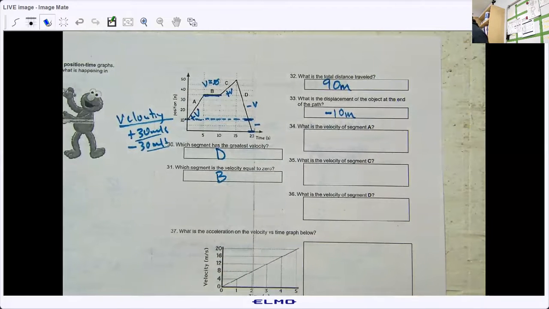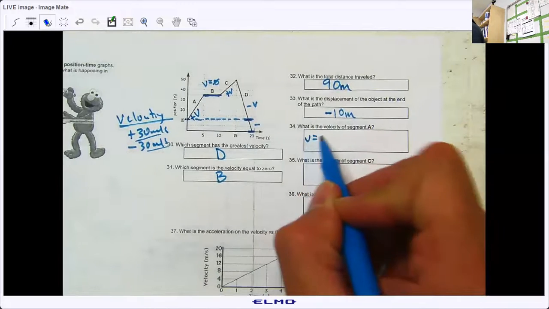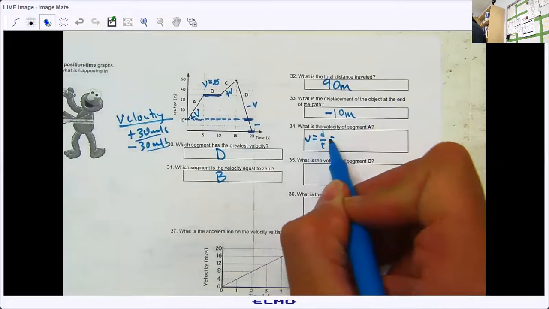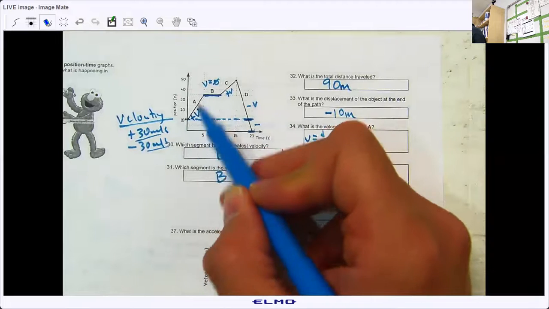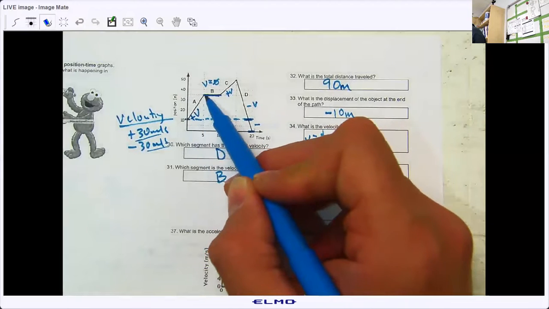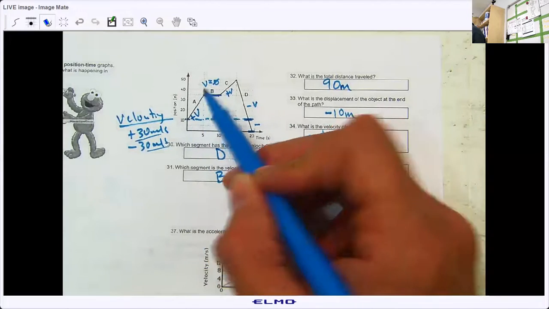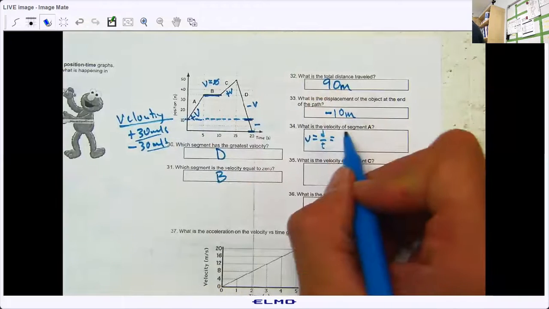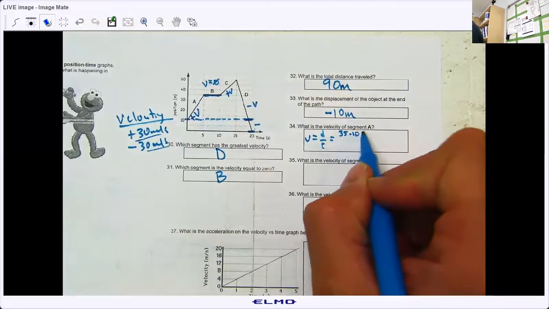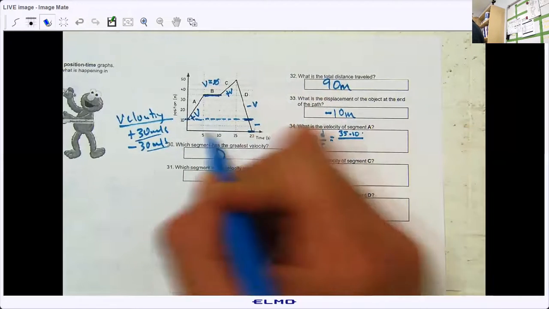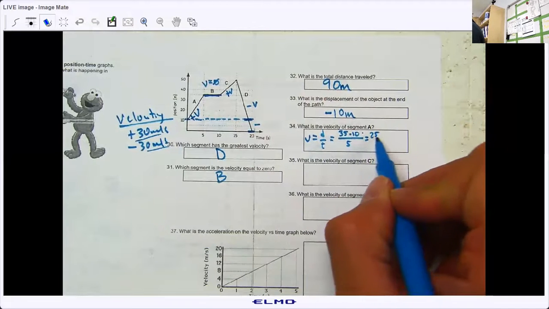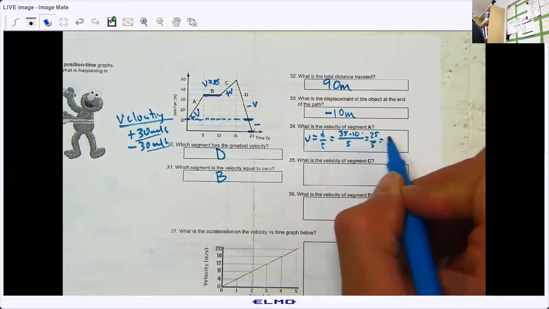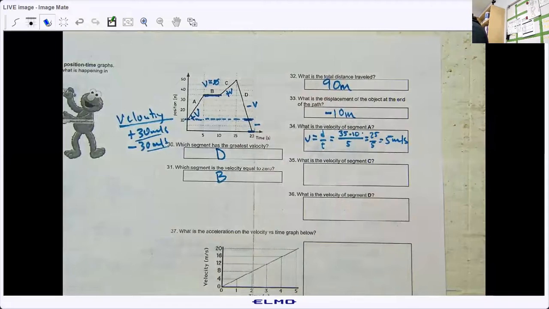What is the velocity at segment A? Velocity is distance over time, or rise over run. So for segment A, we started at 10, right, and we went to 35. So it's the distance. To figure out the distance, we have to do 35 minus 10. For the time, we know that it's a segment of 5 seconds. So this ends up being 25 over 5. So that gives us 5 meters per second.